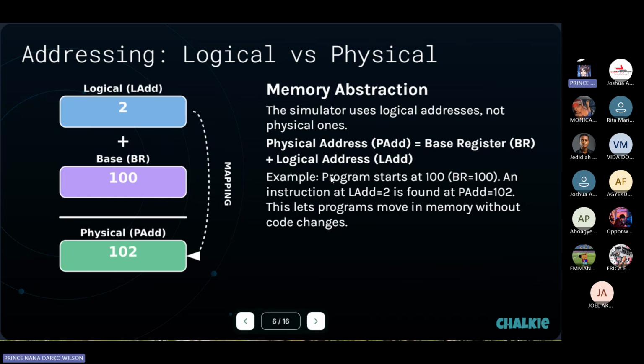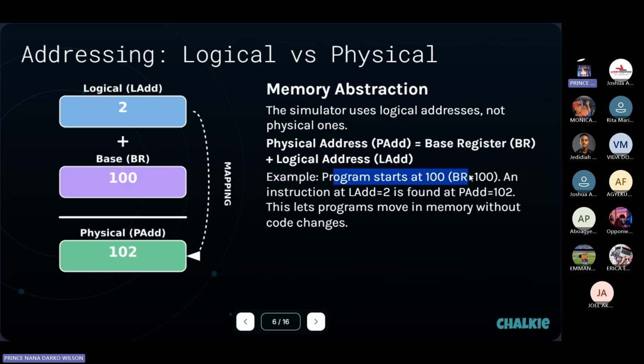So for example, the program starts at 100 according to the base register. An instruction at logical address 2 will be found at physical address 102, which means we have added the starting point, which is 100, to the location where the instruction is being held, which is 2 boxes away from 100, so 102. This lets programs move in memory without code changes. Let's keep that in mind.